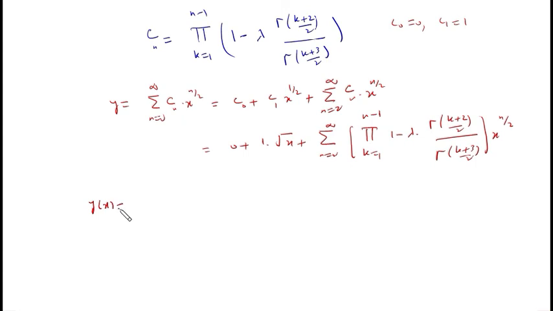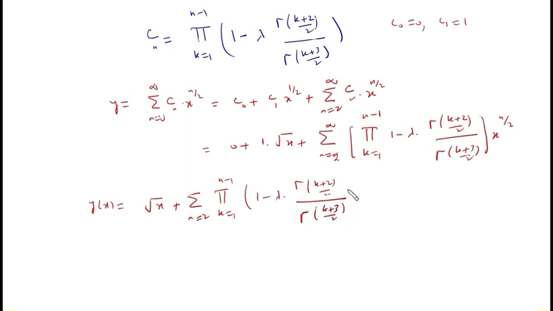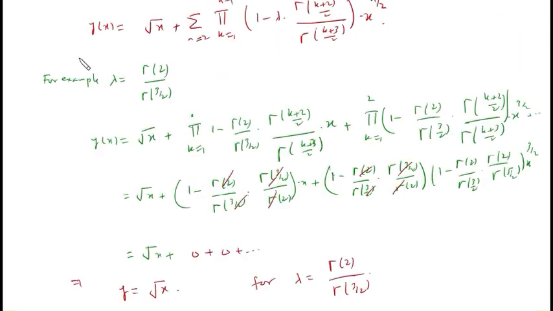So y of x is equal to square root of x plus summation from n equals 2 to infinity, infinite product k from 1 to n minus 1 of 1 minus lambda gamma of k plus 2 over 2 over gamma of k plus 3 over 2, into x to the power n by 2. This is the solution of our given variable coefficient fractional differential equation.